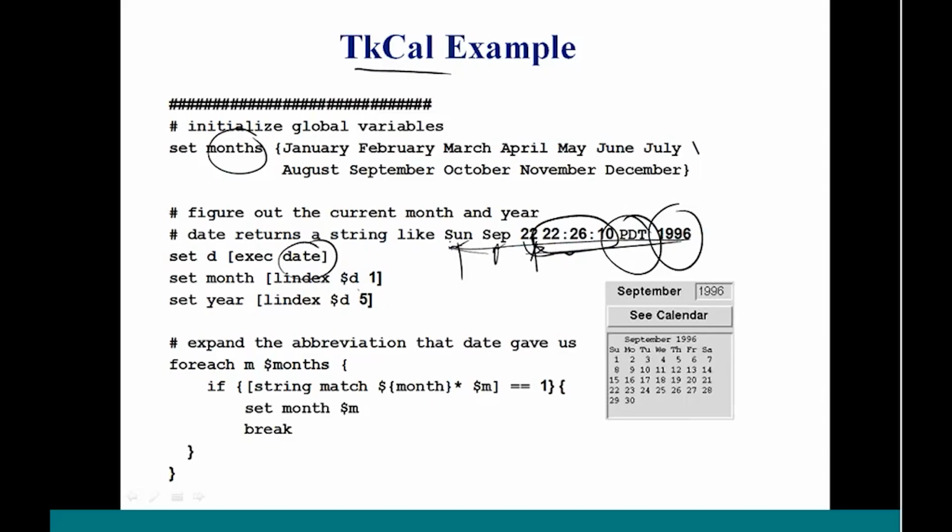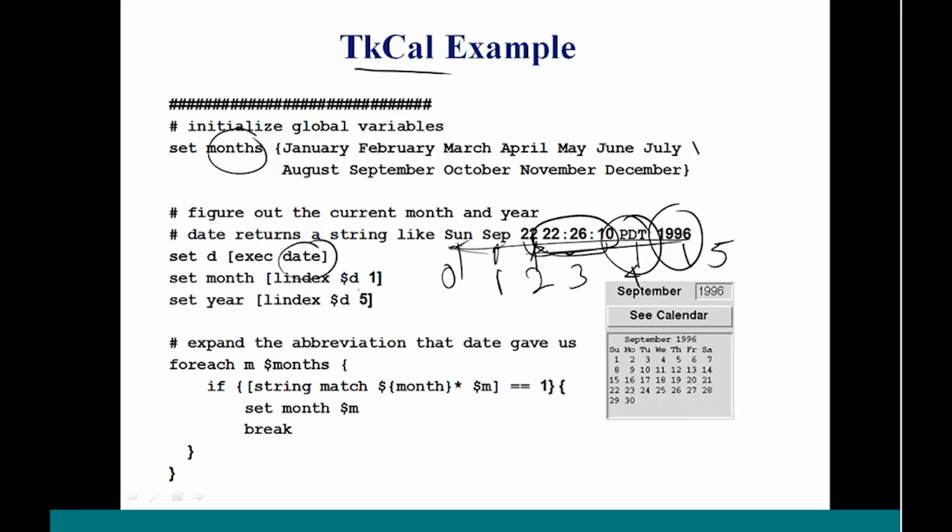Can anyone tell me why this is 1? Actually, this string starts from 0, so this is 1. And then index number 5 denotes the year. So again we count from here. The exact date is actually 2. This entire thing is 3. This is 4, and this is 5. So now we get the month and the year.